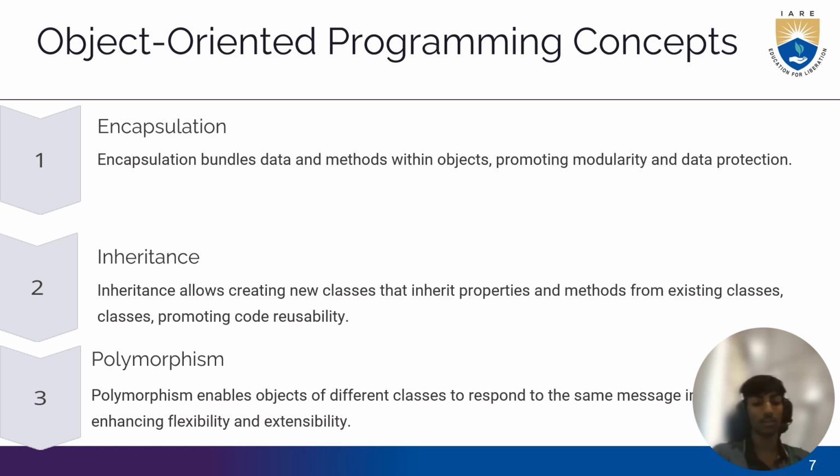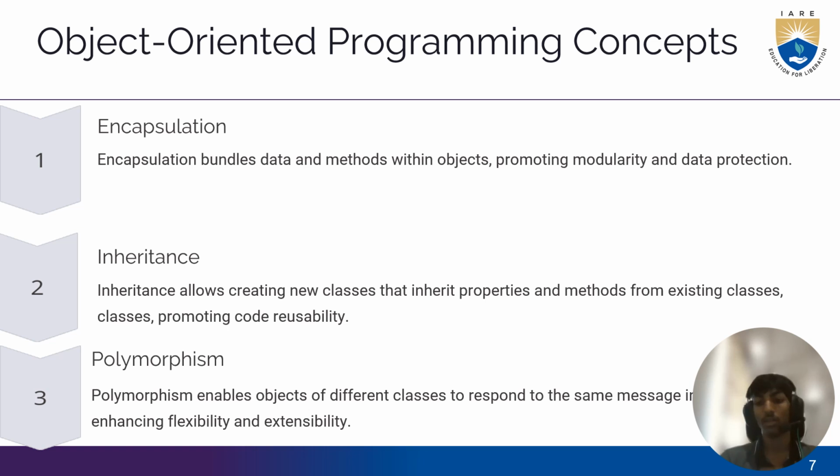polymorphism, enables objects of different classes to respond to the same message in different ways, enhancing flexibility and extensibility. Polymorphism is also a fundamental concept of OOPS that allows objects to take multiple forms. It enables a single interface to represent different types of classes, making it possible to call the same method on different objects and achieve different behaviors. And the fourth one, abstraction.